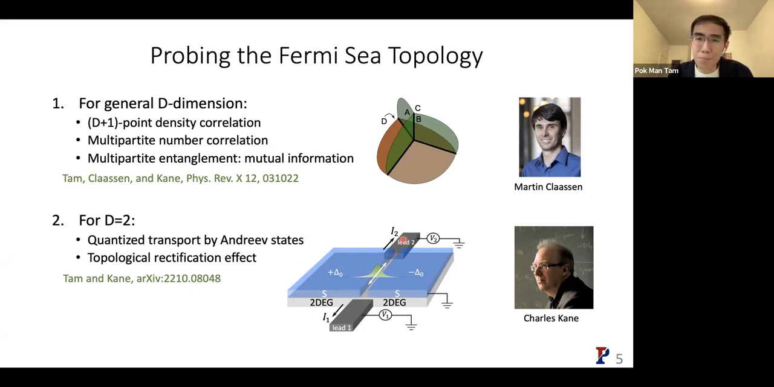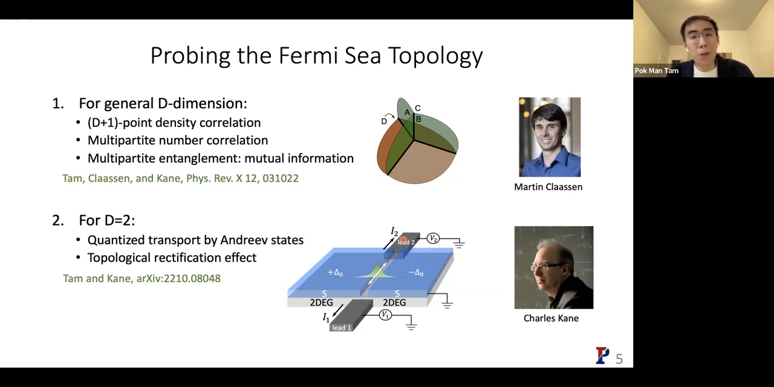And that has a pretty interesting rectification effect that generalizes the one that you see in a diode. And it is topological because it's related to the Fermi sea topology. So I think this is also quite neat, and I'll hopefully convince you how that can happen.